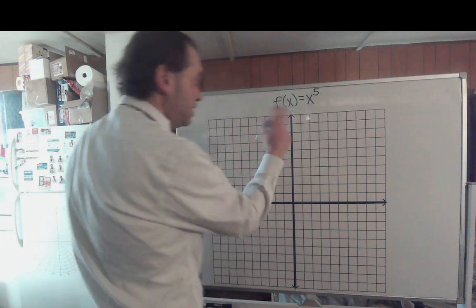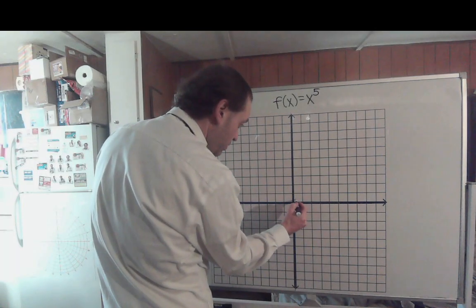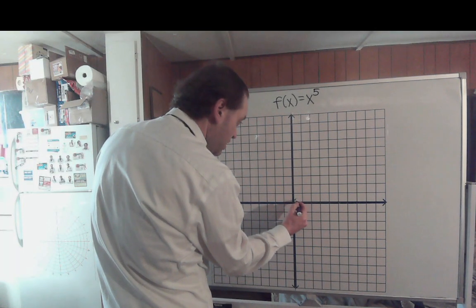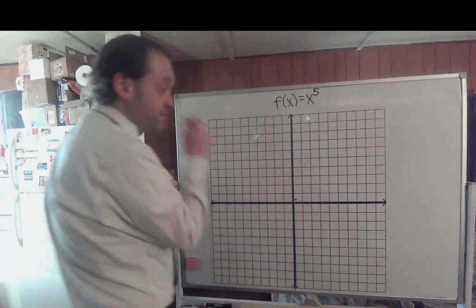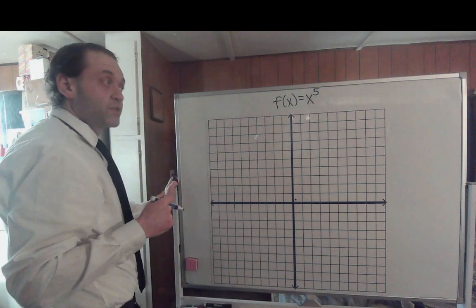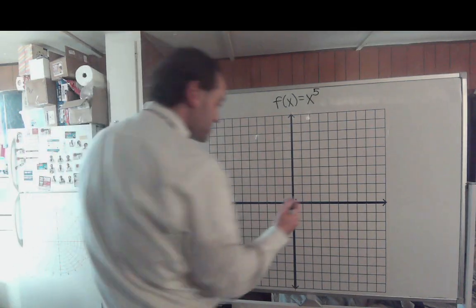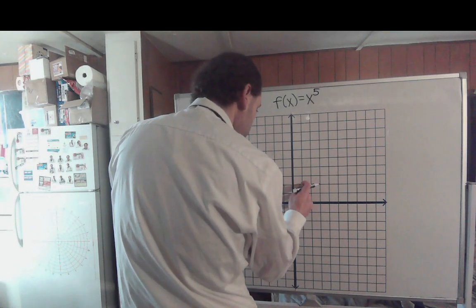If I take 1 and raise it to the 5th power, I'll get 1. Alright, what if I take 2 and raise it to the 5th power? That would put me all the way at 32, right? 2 to the 5th power is 32.